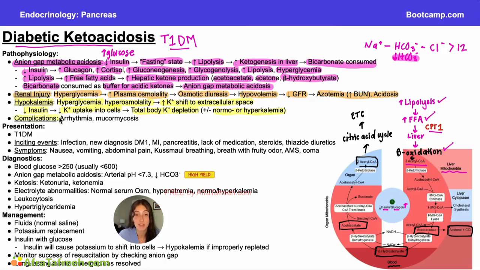Complications of DKA, one that's associated with the hypokalemia, is the arrhythmia. Remember that electrolyte abnormalities can lead to arrhythmia, and certainly hypokalemia here can lead to arrhythmia, as well as mucormycosis.